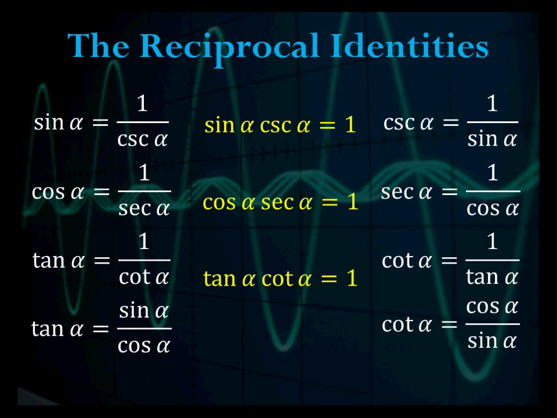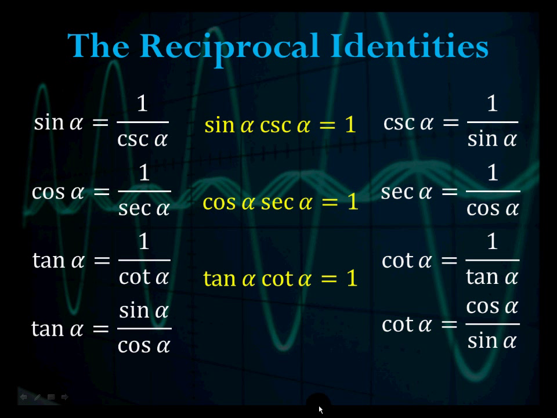First, the reciprocal identities. Sine is 1 over cosecant, cosine is 1 over secant, tangent is 1 over cotangent, tangent is also sine over cosine. Cosecant is 1 over sine, secant is 1 over cosine, cotangent is 1 over tangent, cotangent is cosine over sine. When you put those together, you see that the reciprocals all multiplied equal 1. So sine times cosecant is 1, cosine times secant is 1, tangent times cotangent is 1.